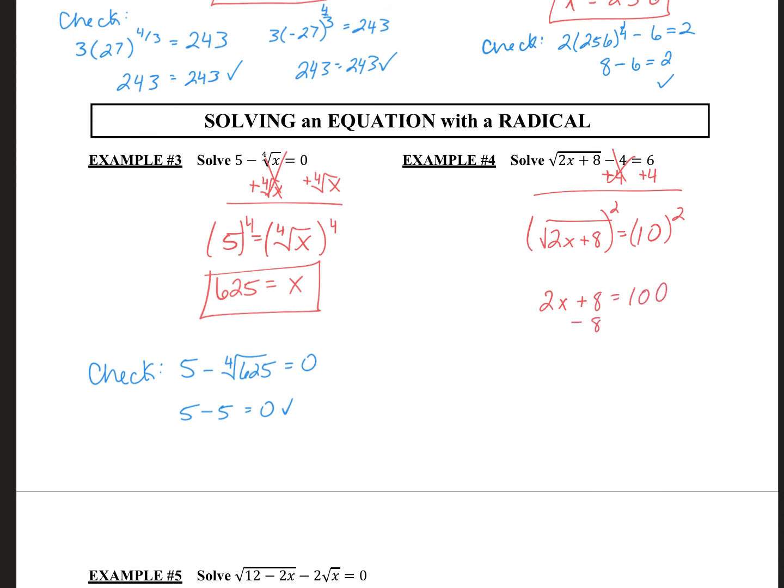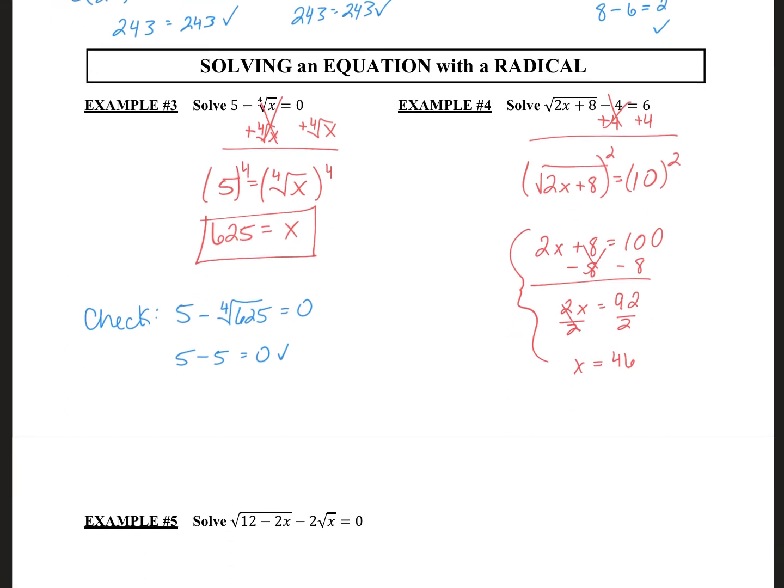So I can subtract 8 on both sides. I'm left with 2x equals 92. And then divide by 2. I get x equals 46. All those steps are really just solving an equation for a variable, something we should be familiar with. So we get a possible solution, x is 46. Now we're just going to check this, so I'm going to scroll down just a tad.